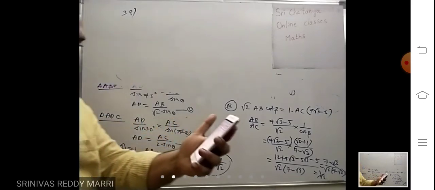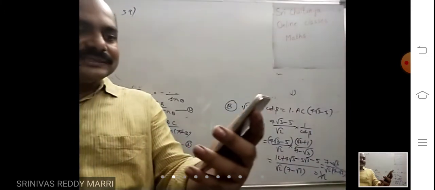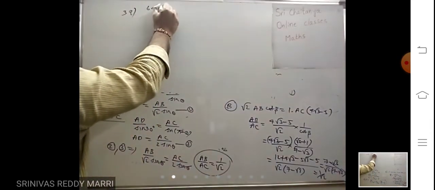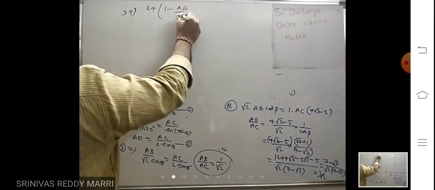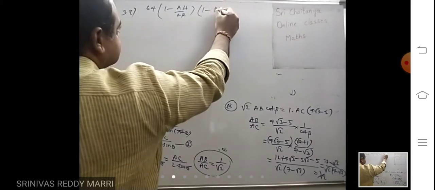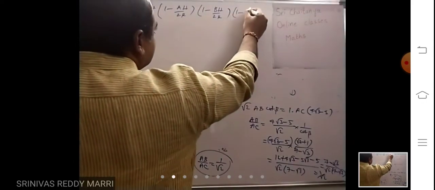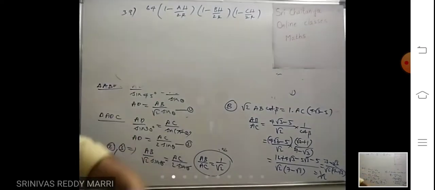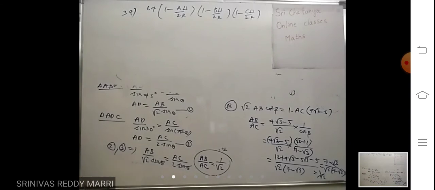Look at the problem given. If H is the orthocenter of triangle ABC and R is the circumradius, then he is asking for the maximum value of (1 minus AH divided by 2R) into (1 minus BH divided by 2R) into (1 minus CH divided by 2R). So clearly, formulas. AH means what? Circumcenter to vertex distance.